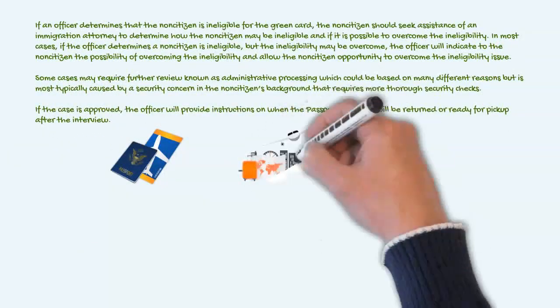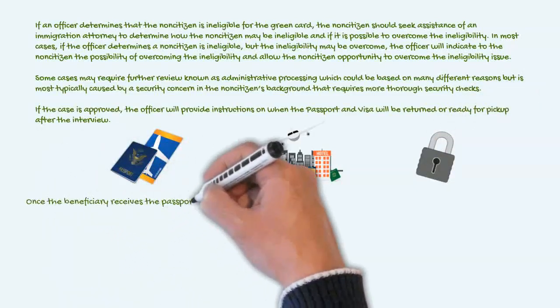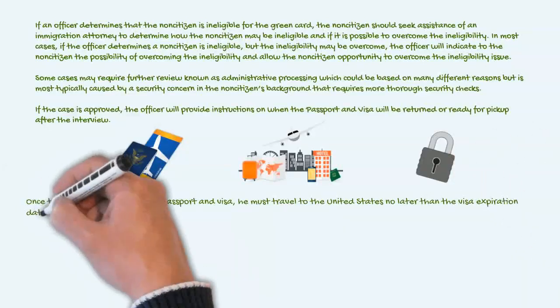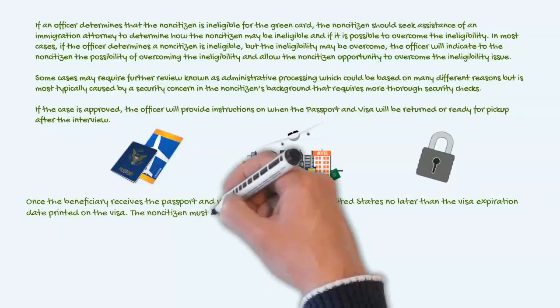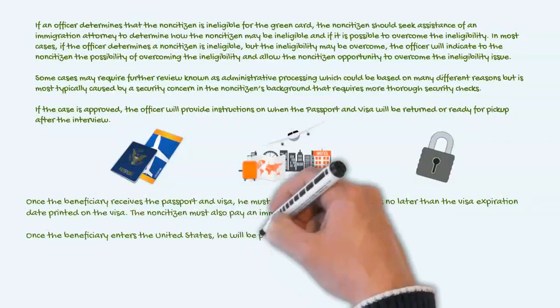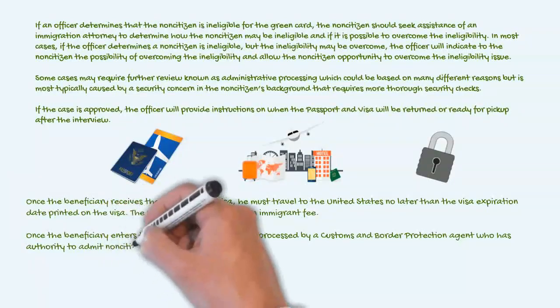Once the beneficiary receives the passport and visa, he must travel to the United States no later than the visa expiration date printed on the visa. The non-citizen must also pay an immigrant fee. Once the beneficiary enters the United States, he will be processed by a Customs and Border Protection agent, who has authority to admit non-citizens to the United States.